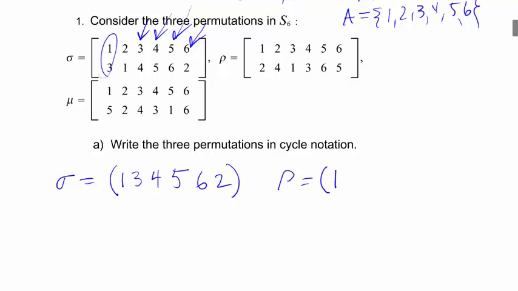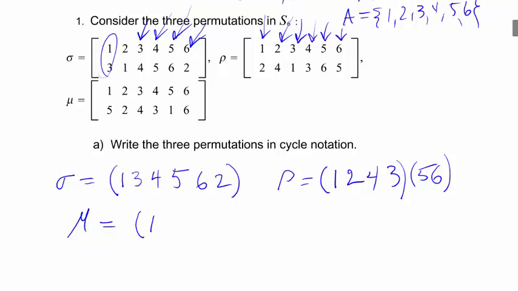Rho, I put my 1 in first, and I see that rho sends 1 to 2. And 2 then goes on to 4. 4 is sent to 3. 3 is sent to 1. Well, 1 is back at the beginning, so I close. Now I have (1 2 4 3). I need to see what happens to 5, so I stick it in. 5 goes to 6, and 6 back to 5. So we have a 2-cycle. So rho is a product of a 4-cycle and a 2-cycle.